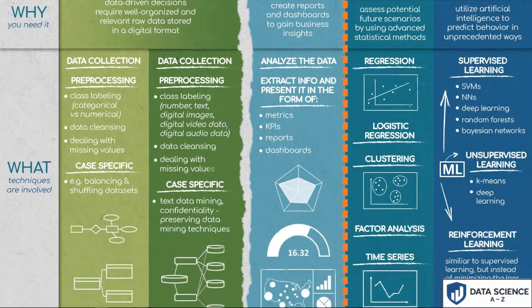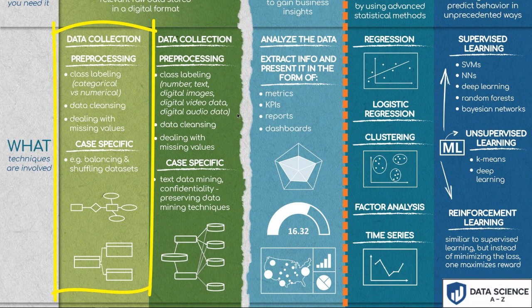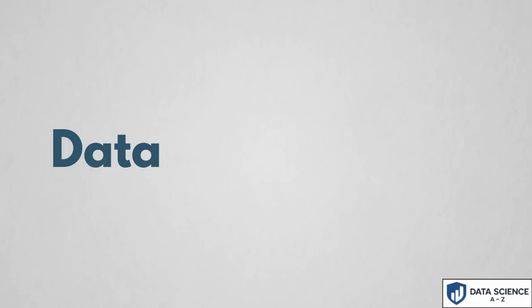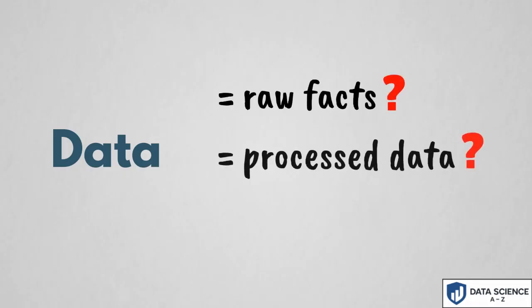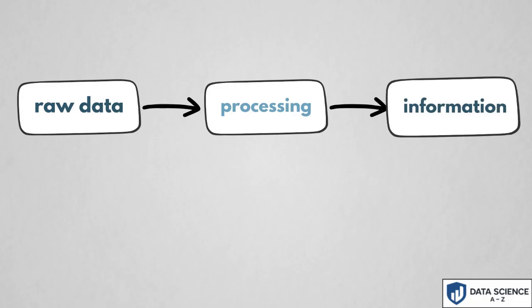In this video, we will focus on the first block of this row on the infographic. Approaches and techniques specific to working with traditional data. Data is a very broad term that can refer to raw facts, processed data, or information. To make sure we're on the same page and to better understand the different techniques that are applied to a dataset, we will separate those phrases. Take a look at the following graph. People gather raw data that must be processed to obtain meaningful information.